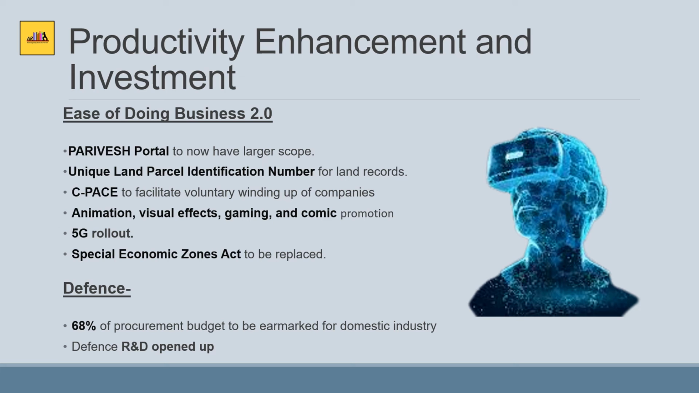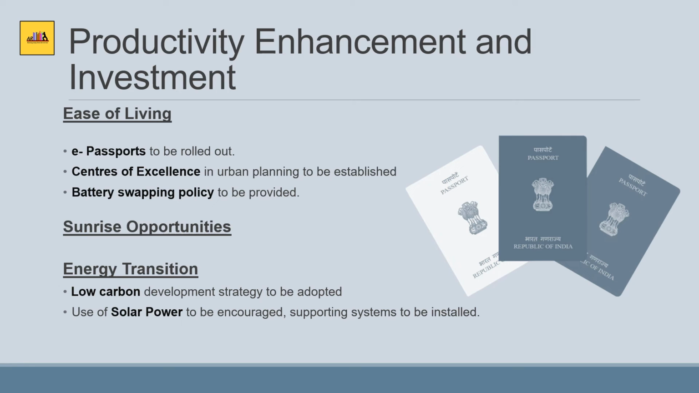Talking of defense, in order to take the idea of Atmanirbhar Bharat forward, 68% capital for the defense sector has been earmarked for local industry. Research and development by private players will be opened up and promoted. In order to ease living, it has been announced that soon e-passports will be issued. The Centers of Excellence in Urban Planning will make recommendations on the subject. In urban areas, the battery swapping policy as an alternative to setting up charging stations has been announced.